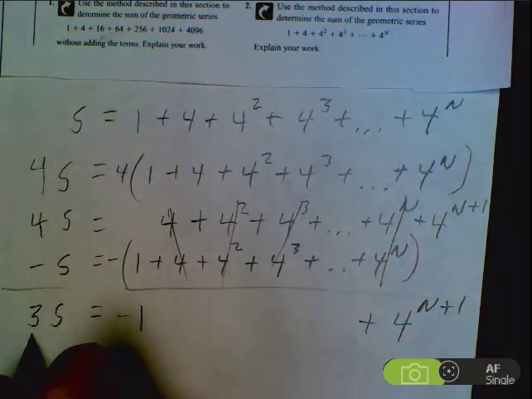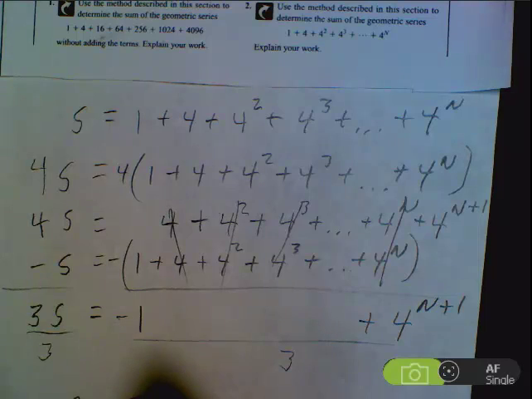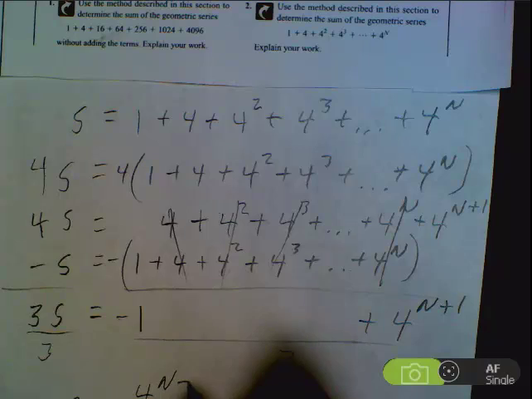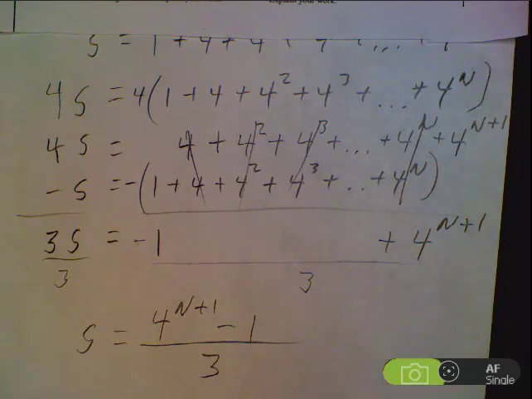And so now we want to solve for s. So we divide both sides by 3. And so now we have our formula. So s equals, and I'll rewrite it as, 4 to the n plus 1 minus 1, over 3. So there's our formula where we don't have to do a whole bunch of adding. Whoa, it's not on the screen. Sorry about that. We don't have to do a whole bunch of adding. We just plug in right here.